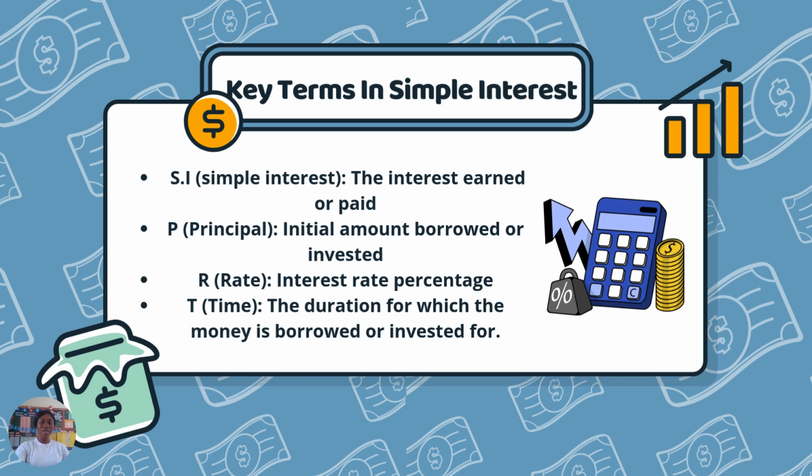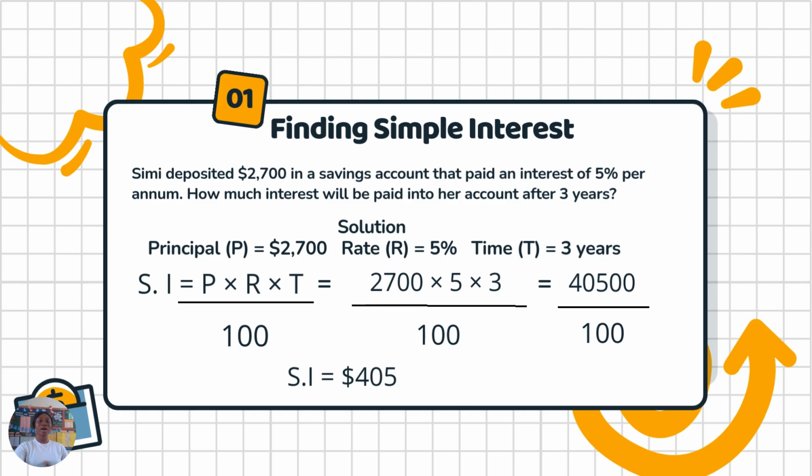So S is your simple interest, P is your principal, R is your rate, and T is your time. I've explained those key terms for the formula. So SI is equal to principal times rate times time all over 100. Now let's solve some examples.